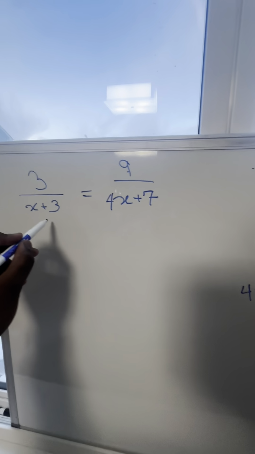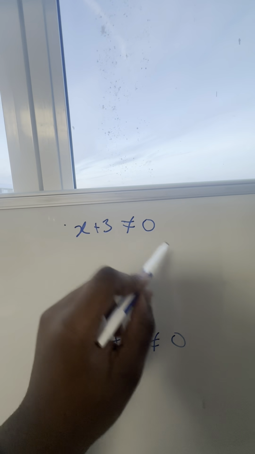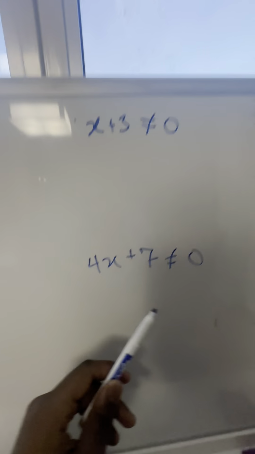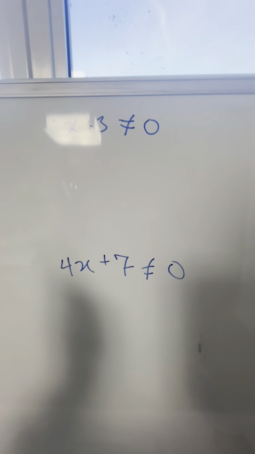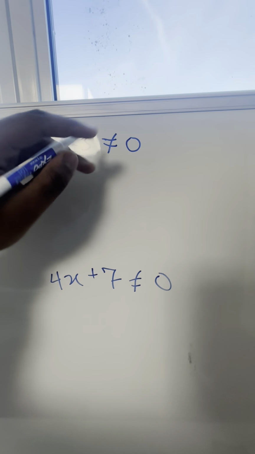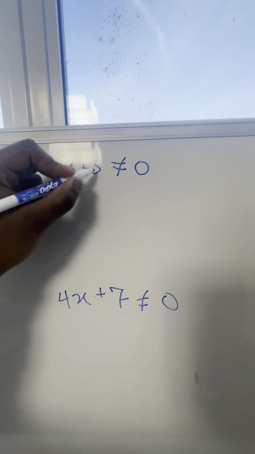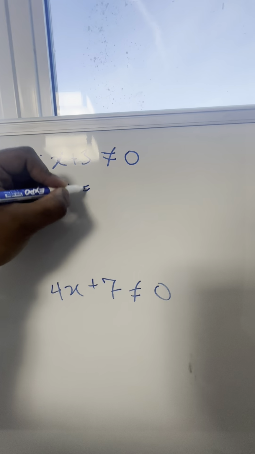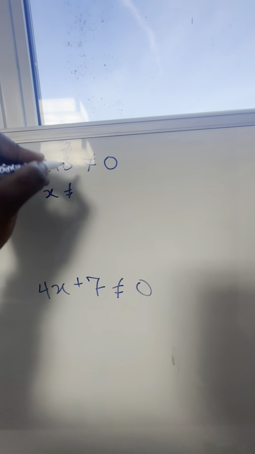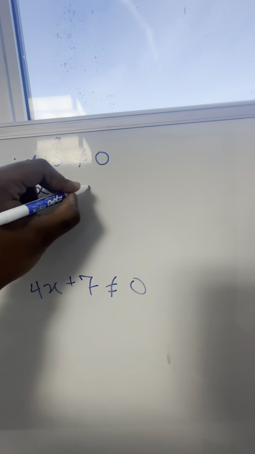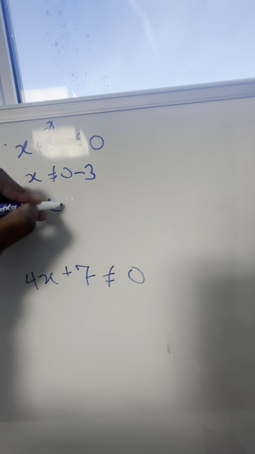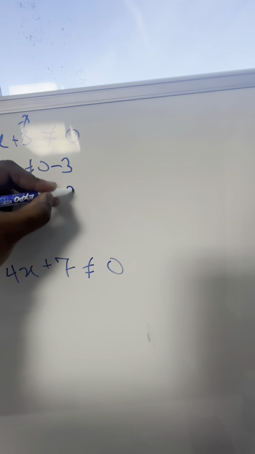So you take each denominator, put it as cannot equal 0, and then 4x plus 7 cannot equal 0. And then from there, you're going to isolate x. So to get rid of the 3, you have to subtract it. You essentially would be 0 minus 3. So x cannot equal minus 3.